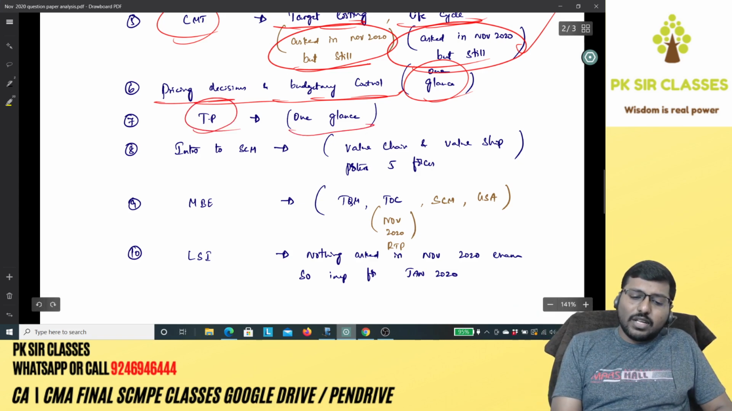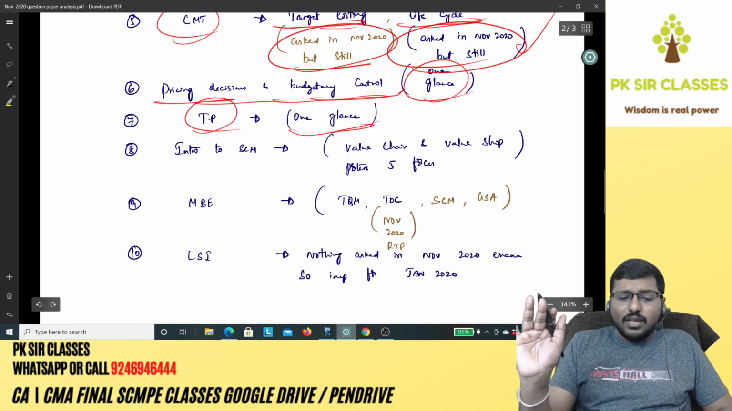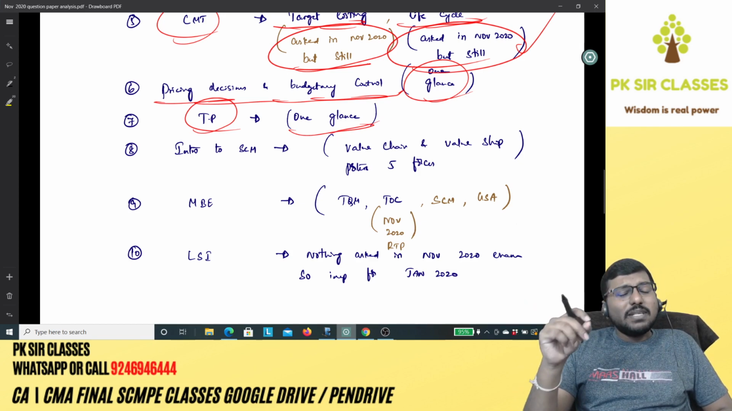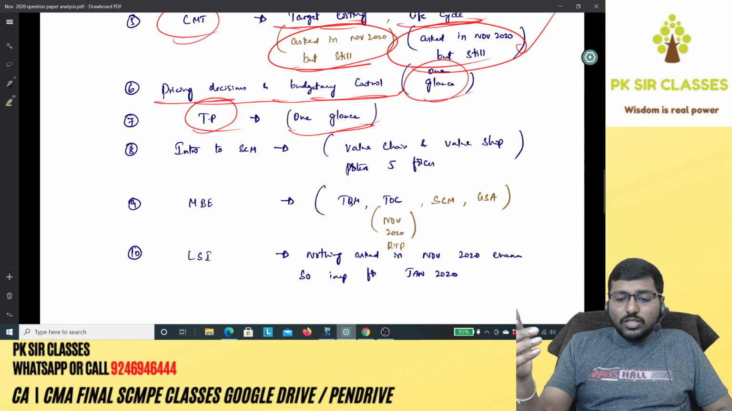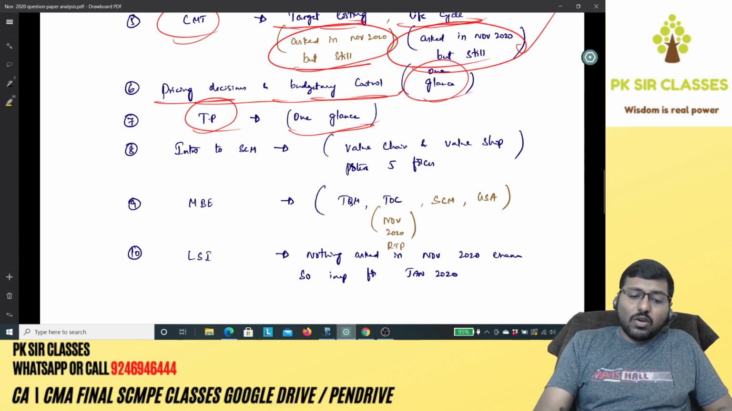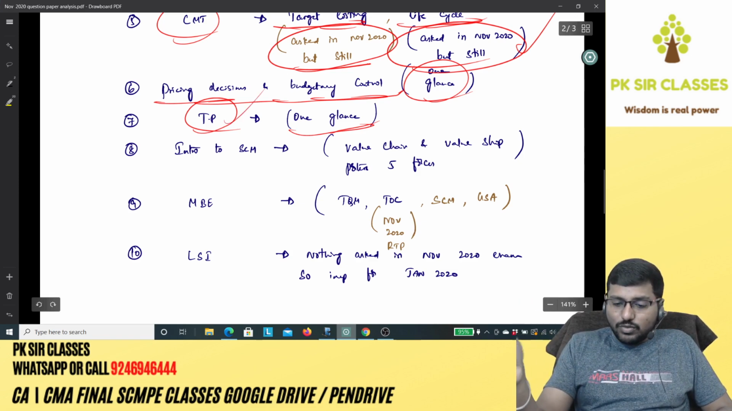Transfer pricing also, give it a glance. You can again get 5 to 10 marks. In transfer pricing, I cannot say a specific topic you got to study. The whole chapter in itself is one concept, is what I personally feel. That's the way I teach. So I don't know how you guys are prepared. So based on that, accordingly, have a look at transfer pricing as well.